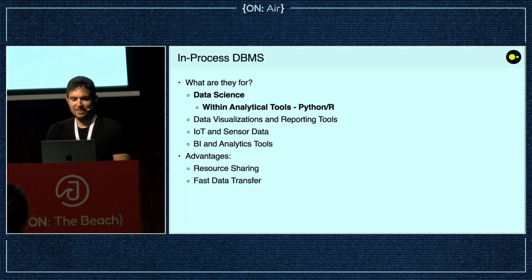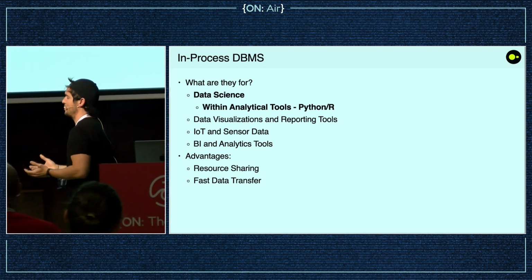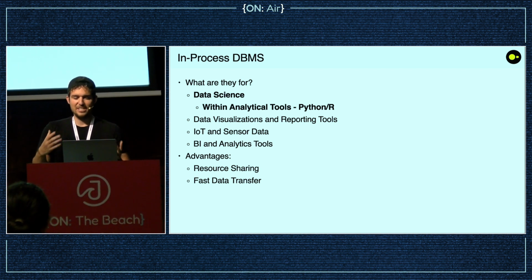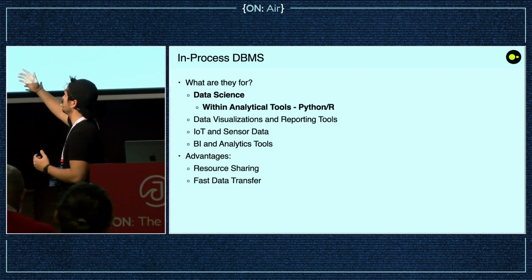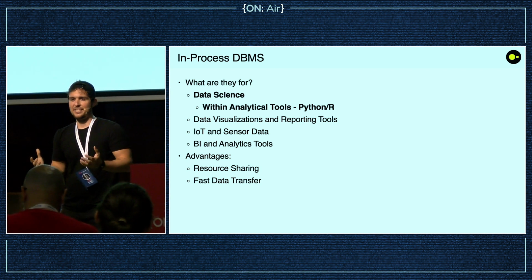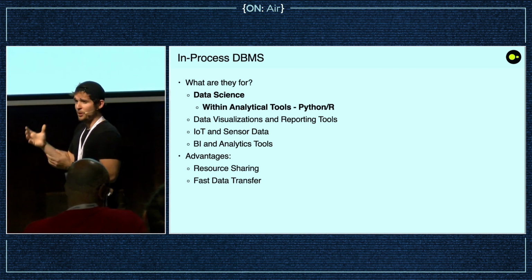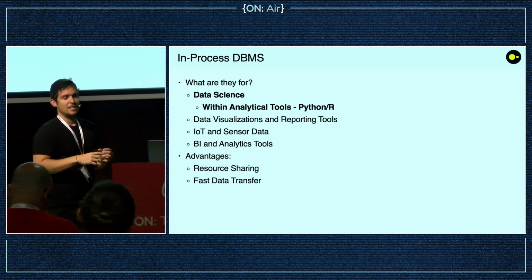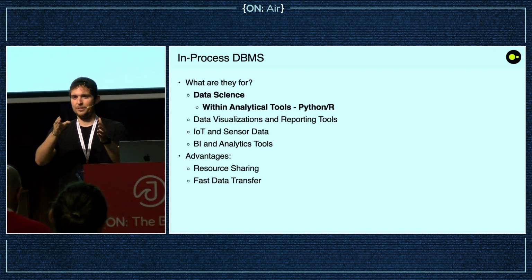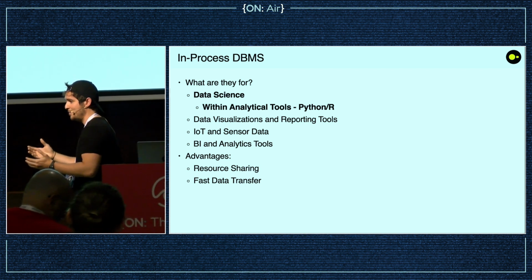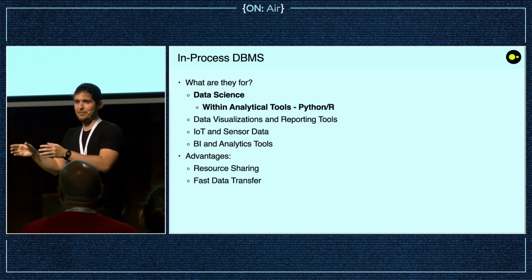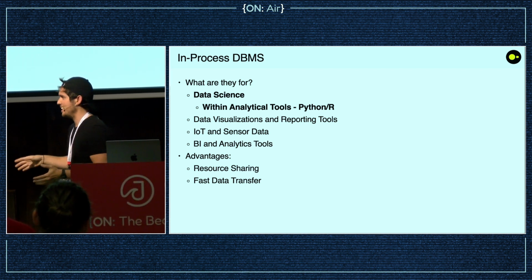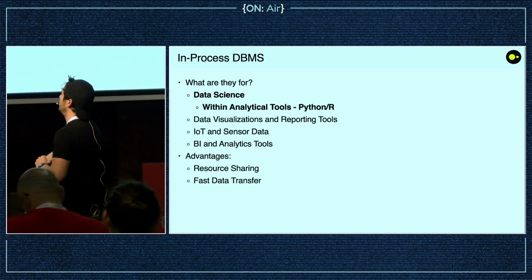So motivation. In-process database management systems, what are they actually for? If you think about it, they're mostly used for data science, in combination with analytical tools for Python and R. Why is that? An in-process database management system can run in the same process as analytical tools. So the memory of your analytical tool and your database management system is the same, which means they can both access the same data without copying it. This completely eliminates one of the biggest problems of doing data science or interactive data analysis, which is copying and transferring data.